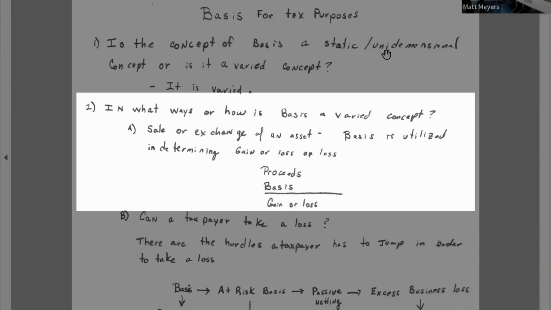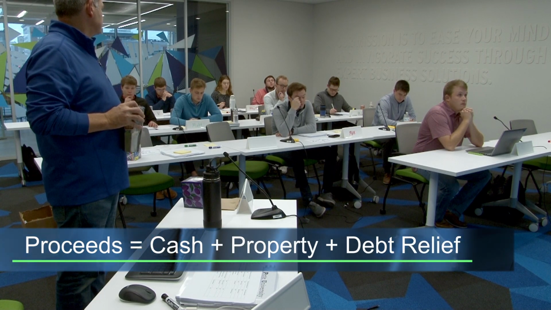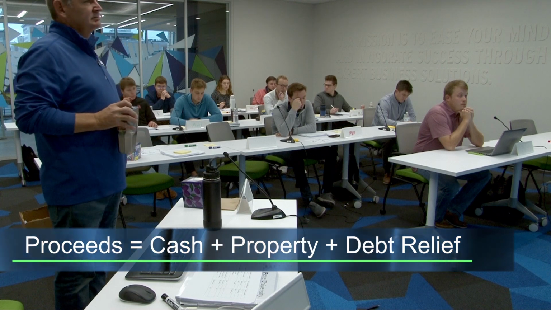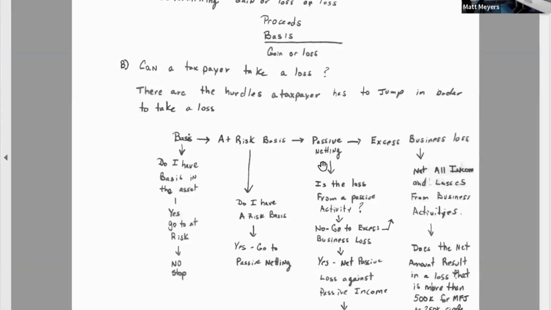In what ways or how is basis a varied concept? A. Sale or exchange of an asset. Basis is utilized in determining gain or loss. Okay, and what's my definition of proceeds? Cash plus property plus debt relief. Okay. And then what's B say? Can a taxpayer take a loss? There are hurdles a taxpayer has to jump in order to take a loss.